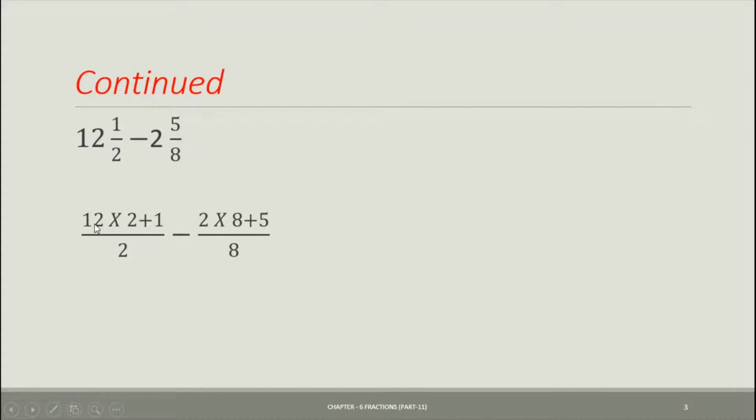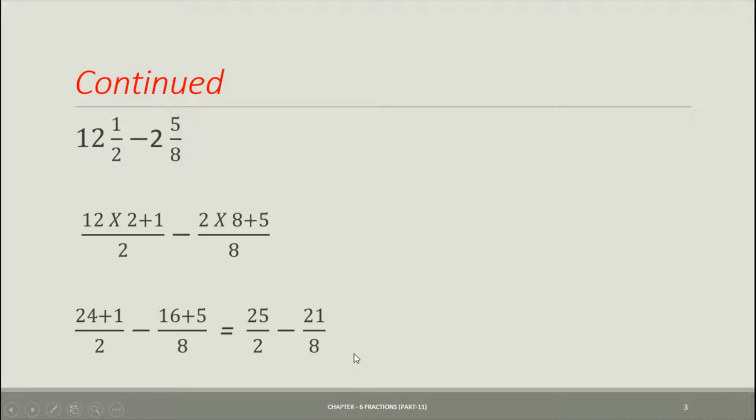So 12 2s are 24. So 24 plus 1 divided by 2, that is the denominator, minus 2 8s are 16, 16 plus 5 divided by 8. Okay, so 24 plus 1 is 25, 25 by 2 minus 16 plus 5 is 21, 21 by 8. So scholars, here we have converted the mixed fractions to improper fractions.